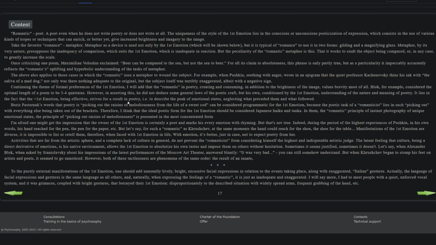Manifestations of the first emotion are diverse. It is impossible to list or retell them. Therefore, when faced with first emotion in life, it's better, just in case, not to expect poetry from her. Okay.